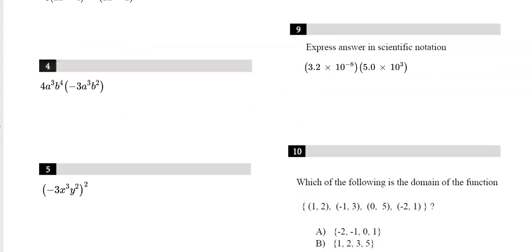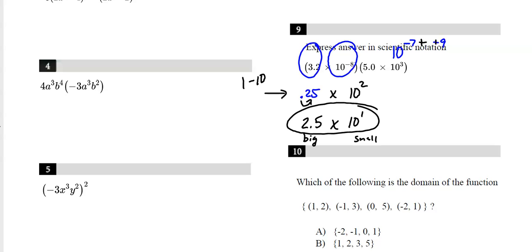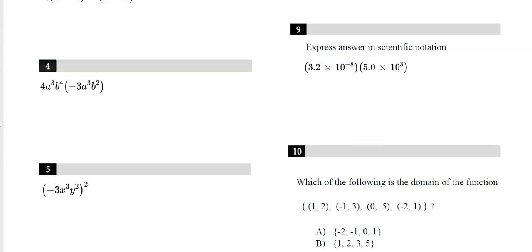Number 9. So this is multiplying. There's an understood multiply here. So I multiply that out, I get 16. When I multiply, I add these two. That's going to give me 10 to the negative 5. 16 is not a number between 1 and 10.